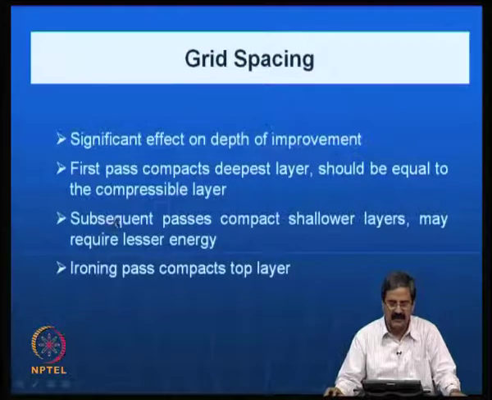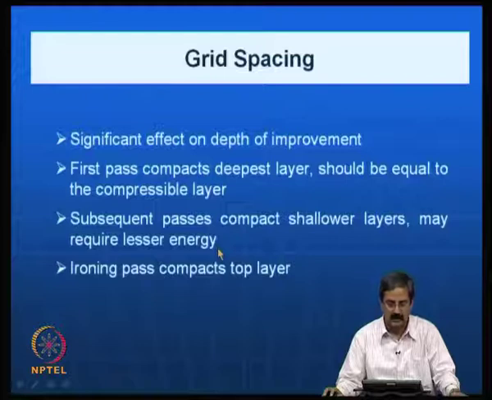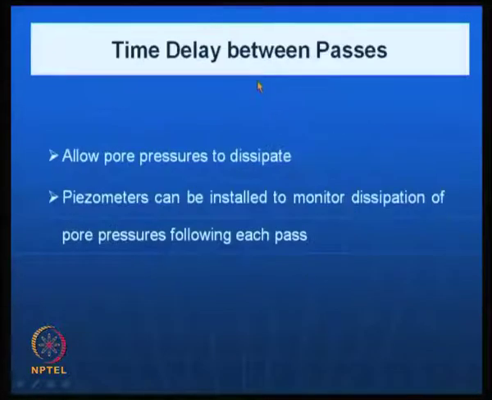Generally what we do is that the initial passes compact deeper layers, and subsequent passes compact shallow layers and may require lesser energy. Then the ironing pass compacts the top layer. The time delay between passes is another important variable, and as I just mentioned, it allows the dissipation of pore pressures. So how do you assess this?